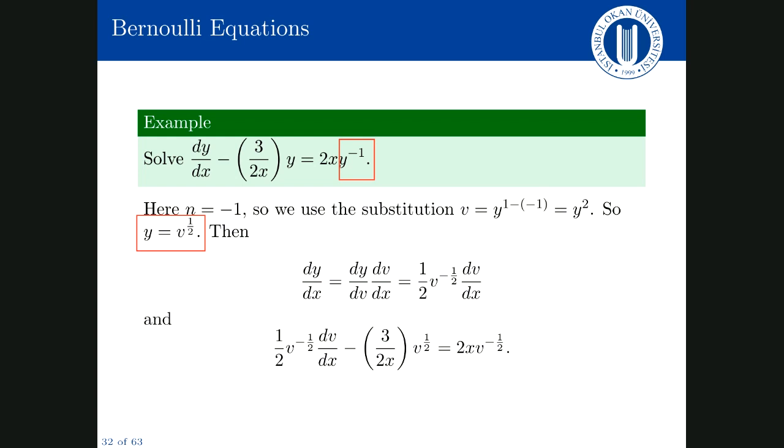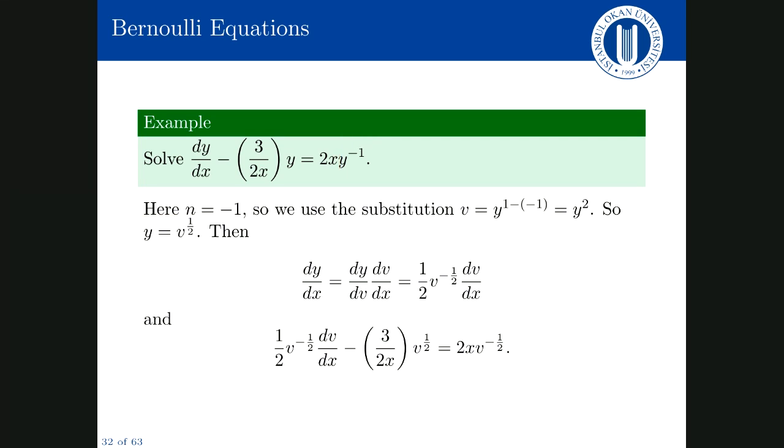Anytime we have a Bernoulli equation, we start with the substitution v is equal to y to the power 1 minus n. Then we use the chain rule. dy/dx is dy/dv times dv/dx, which for us is a half v to the power minus a half dv/dx. And then we substitute this into the differential equation.